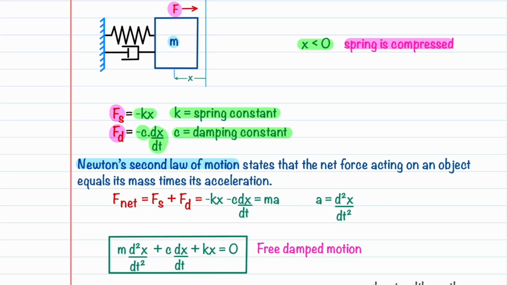Newton's second law of motion states that the net force acting on an object equals its mass times its acceleration. In a mass spring system with free damped motion, the net force acting on the mass is the force due to the spring plus the force due to the dashpot, and all of that is equal to mass times acceleration, where the acceleration is just the second derivative of the position. The equation that describes the motion of the mass is m times the acceleration plus c times the velocity plus k times x, and that's equal to 0. This equation is called the equation for free damped motion.